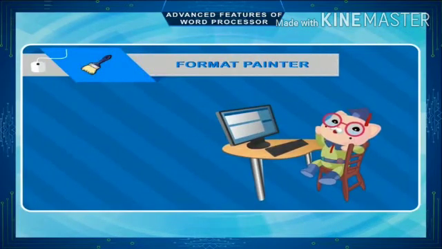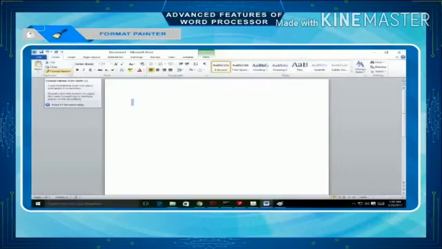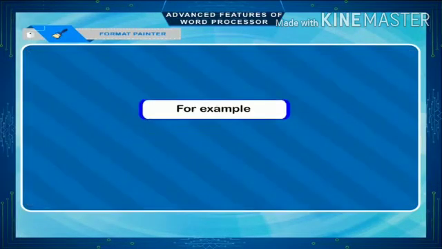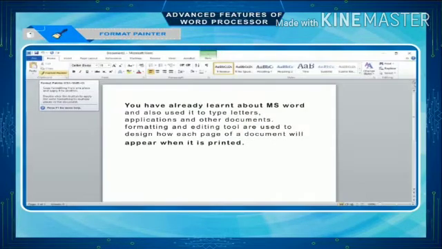Format Painter. Format Painter helps us to apply the format of a paragraph on another paragraph or part of a document. It saves our time in repeated work of setting. For example, we have composed the document as shown below and want to apply the same formatting in last paragraph as we have used in first paragraph. Then take the steps as follows.